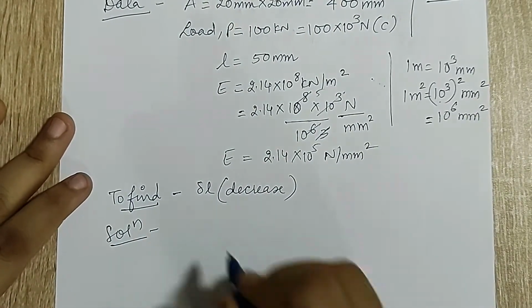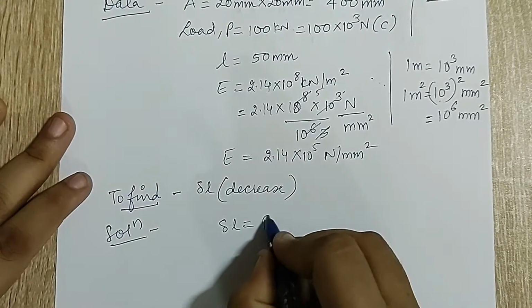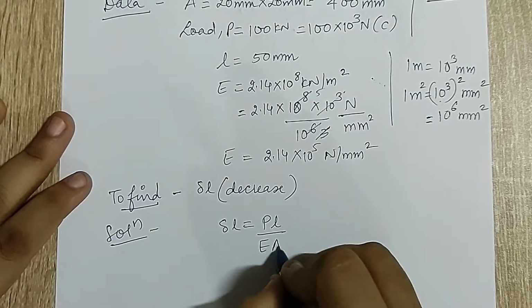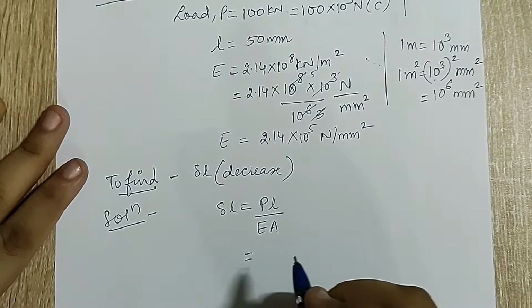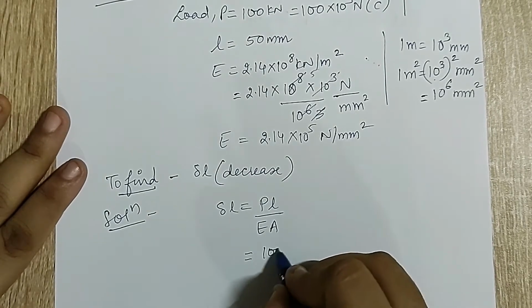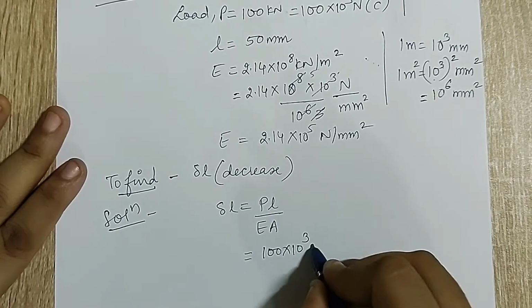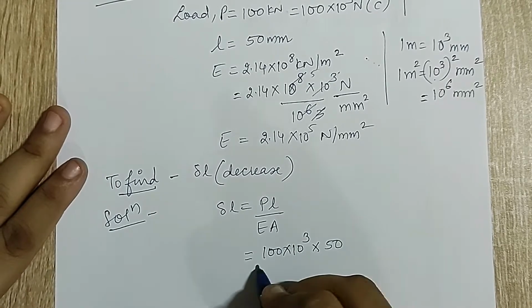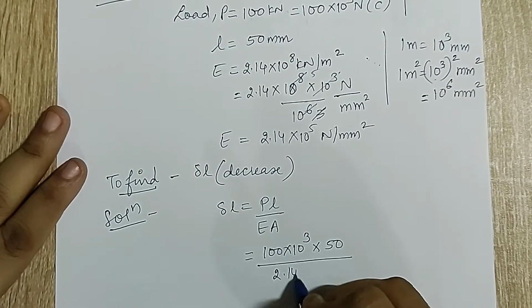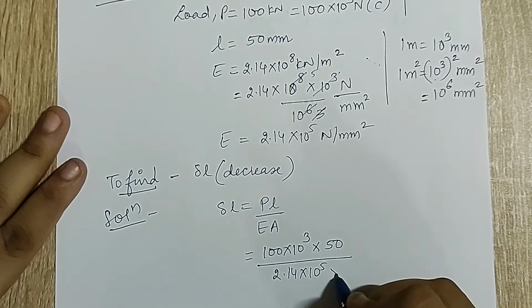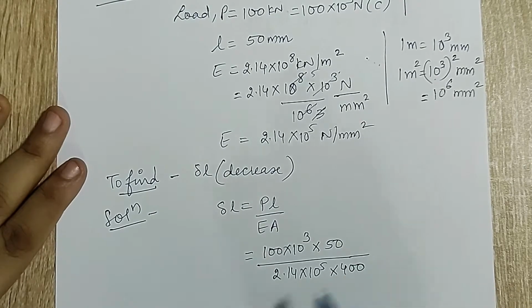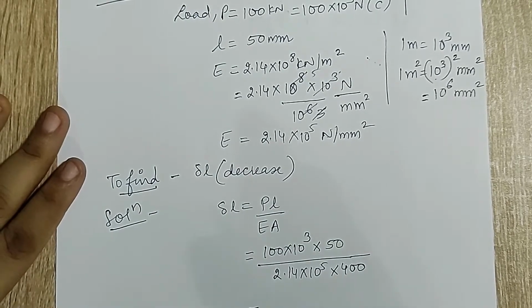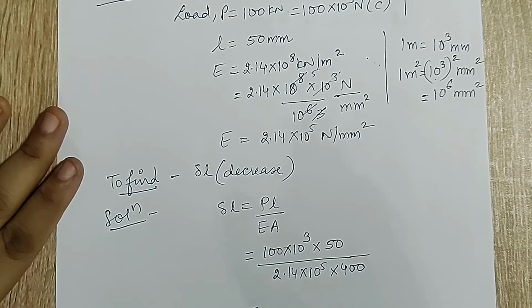Now I have just derived the formula delta L is equal to PL upon EA. So the value of P is 100 into 10 raised to 3. The value of L is 50. The value of E is 2.14 into 10 raised to 5 and area is 400.